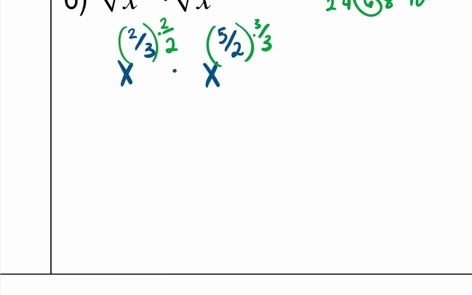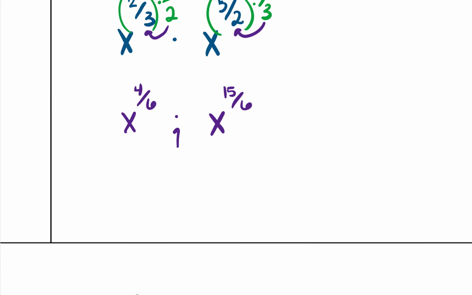So now I'm going to have x. So I do 2 times 2 and 2 times 3. So 2 times 2 on top is 4, and then 2 times 3 on bottom is 6. Then do the same thing. 3 times 5 and 3 times 2. 3 times 5 is 15. 3 times 2 is 6. Now, my denominators are the same, and since I am multiplying right here in the middle, I'm going to add. So I have x to the 4/6 plus 15/6. That gives me x to the 19/6.